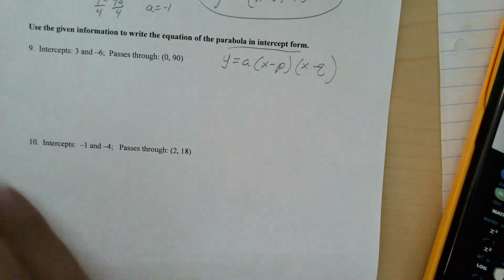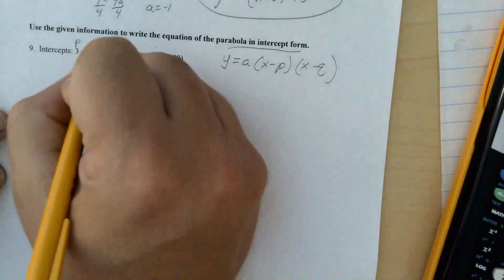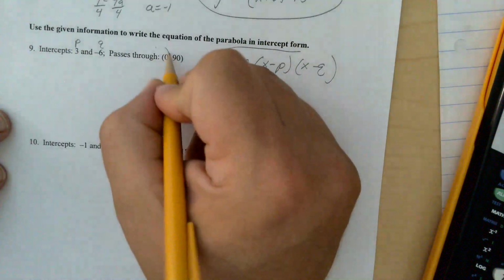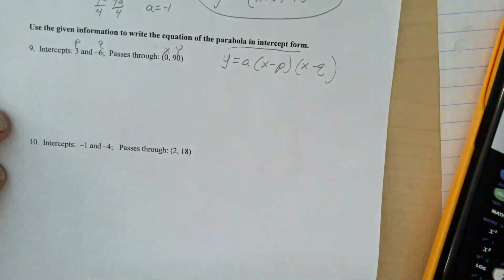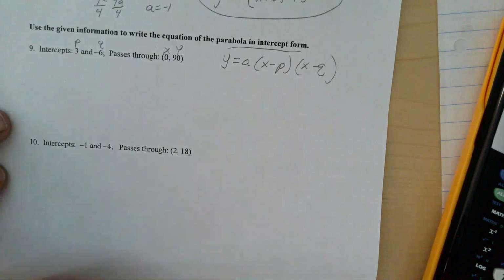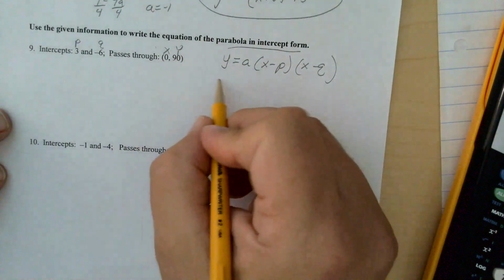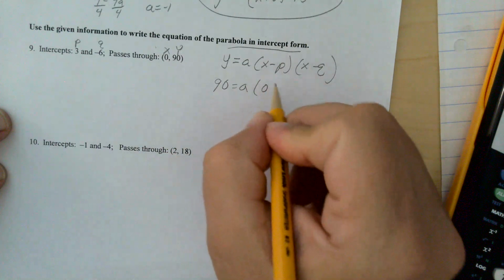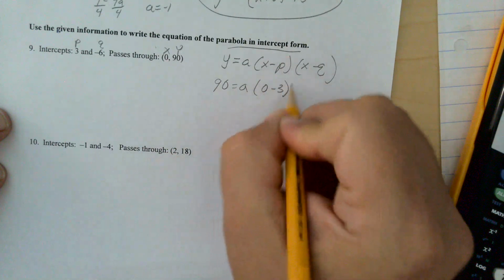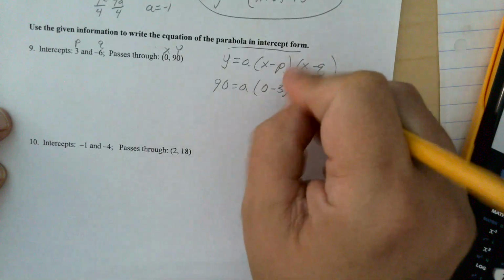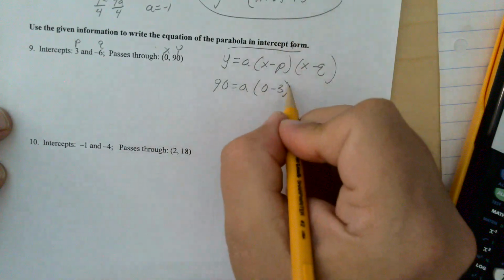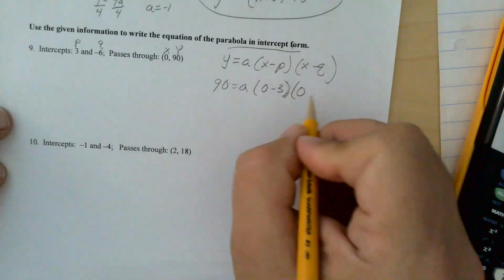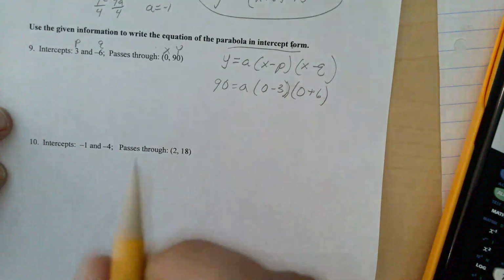So when I tell you the intercepts are 3 and -6, label one of them as P, the other one's going to be Q, and then I have some random dot that's on that graph as well. So my Y is 90, my A I don't know, my X is 0, so I'm going to have 0 minus 3 squared. Oh, sorry, not squared. I was getting used to vertex form. Parentheses, 0 minus -6 is +6.